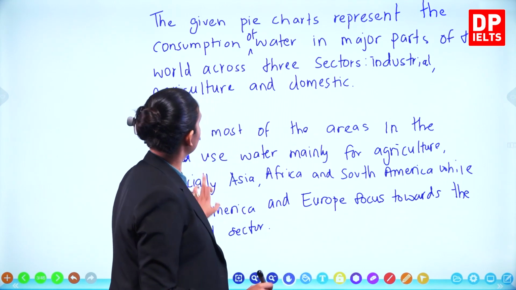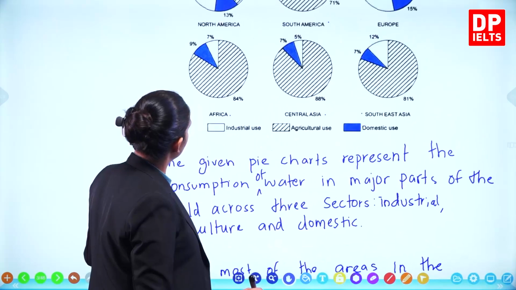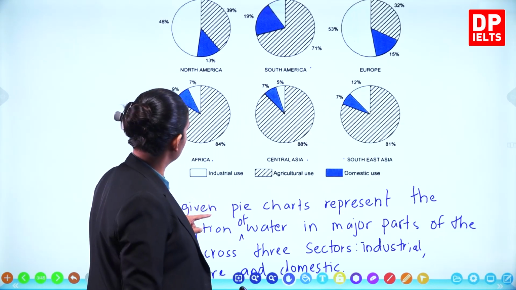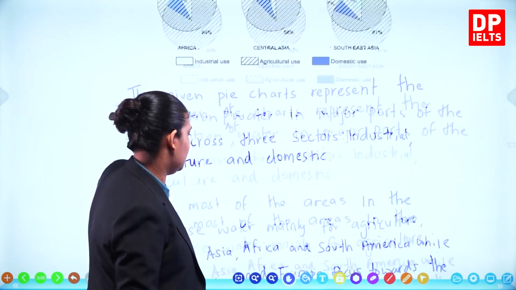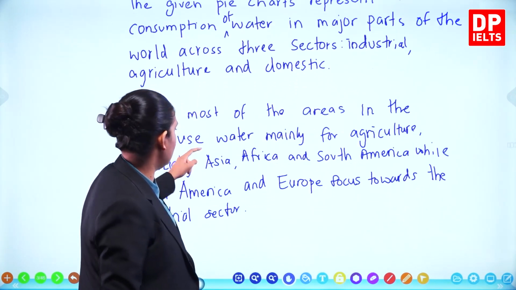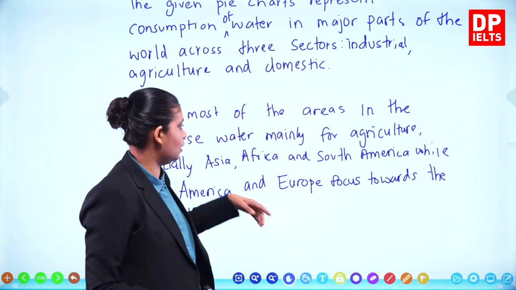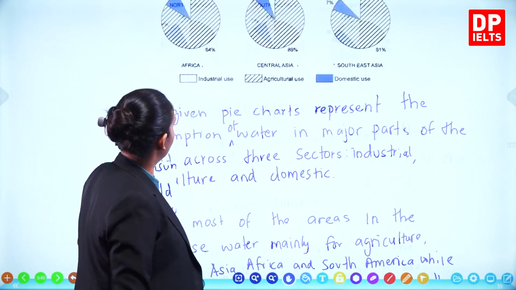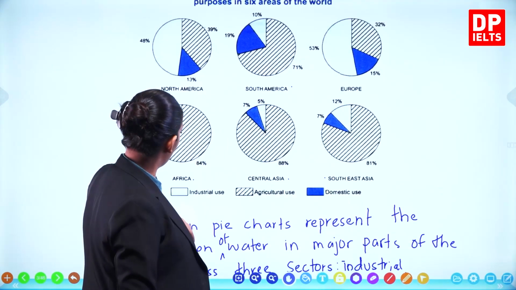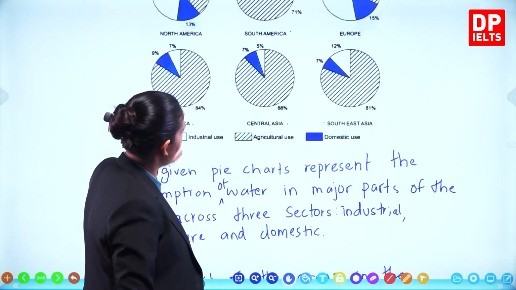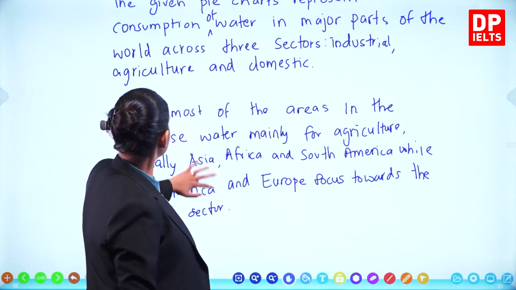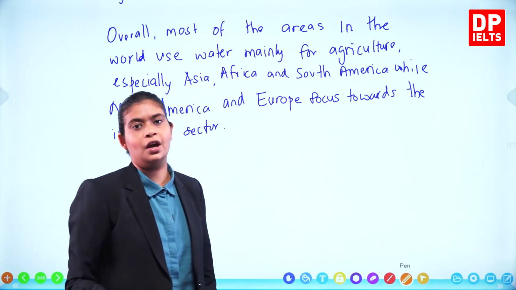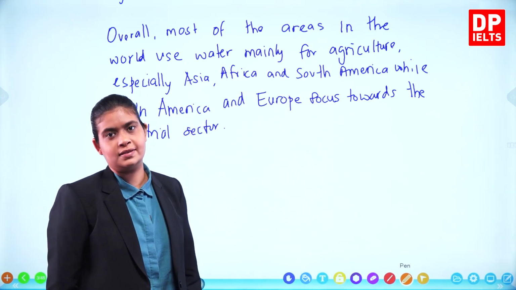Right, so basically I think I missed one country. Yeah, I've missed Southeast Asia. I've written Asia, so that's okay, right? So I've written Asia, Africa and South America focus more on agriculture, whereas North America and Europe focus more on industrial use, okay? Right, so let's start off with our body paras, and how you categorize it depends on how you want to put them into paras.